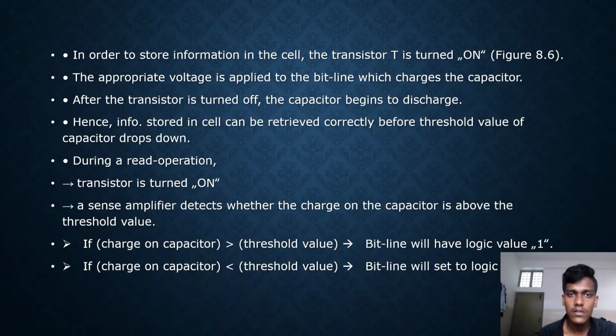After the transistor is turned off, the capacitor begins to discharge. Hence, the stored information must be retrieved correctly before the charge on the capacitor drops below the threshold value. During a read operation, the transistor is turned on. The sense amplifier detects whether the charge on the capacitor is above the threshold value. If the charge on the capacitor is greater than the threshold value, the bit line will have logic value 1. If it is less than the threshold value, the bit line will have logic value 0.